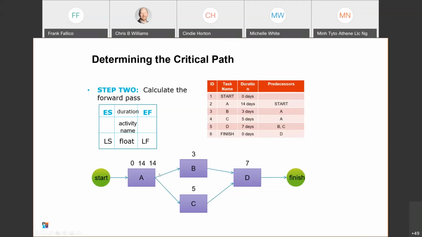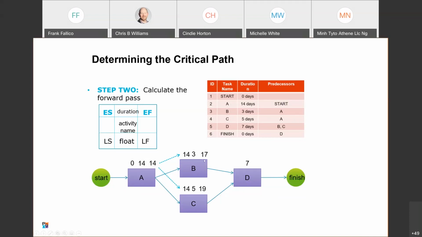Let me know if this doesn't build. I know we've had some trouble with the building on it. Because the early finish is 14, that carries forward into the early start for B and C. So we're going to see that build to 14. For task B, we get the early finish by adding the early start of 14 to the duration of 3, to get 17, and the same for C, 14 plus 5 to be 19. So now we have our 2 early finishes for the tasks that come after task A.